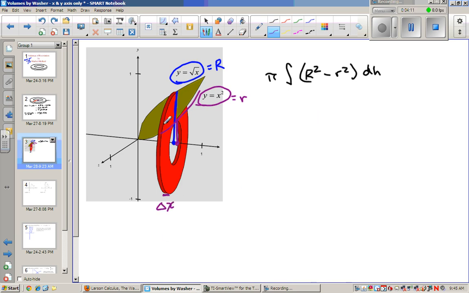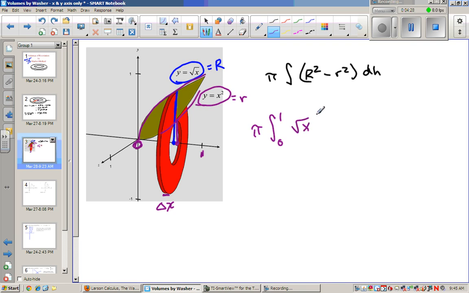And my washers start all the way out here at 0 and end at 1. So here's our integral, pi, the integral from 0 to 1. We said big R was this top function up here. That's what our big radius goes up to.